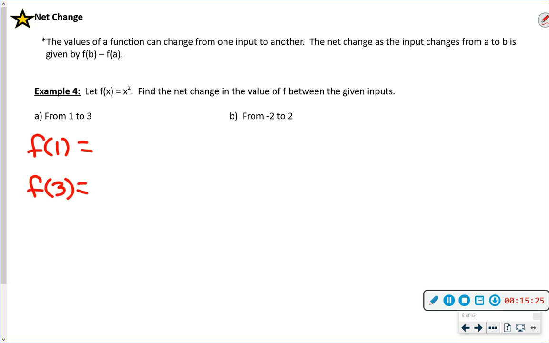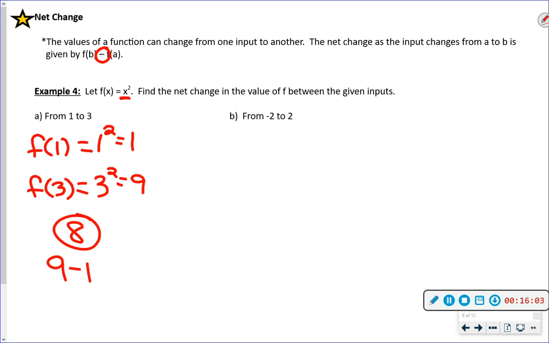So let's just calculate that to start with. 1 squared, remember your function, x squared, 1 squared, 3 squared. And then basically, very simple, when we talk about change, eventually we're going to start talking about average rate of change, aka slope. It's all going to tie together. I just want to know what's the difference between them. So what's the difference from 9 to 1? 8. Your net change is 8. Your range from your answers is 8.